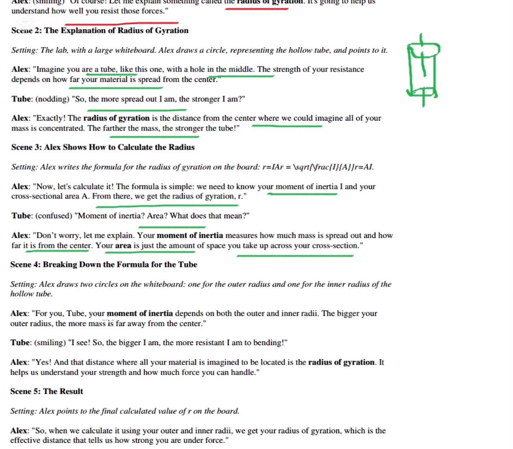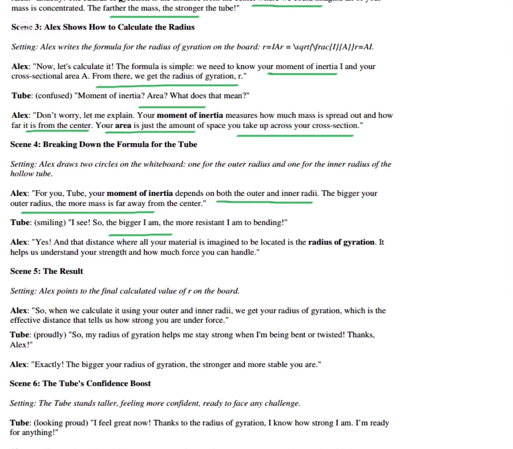Your strength depends on both the outer radius and the inner radius. The bigger the outer radius, the more mass is far away from the center. Tube: I see. So the bigger I am, the more resistant I am to bending. Alex: Yes, the distance where all your material is imagined to be located is the radius of gyration. It helps us understand your strength and how much force you can handle. So when we calculate it using your outer and inner radii, we get your radius of gyration, the effective distance that tells us how strong you are under force.